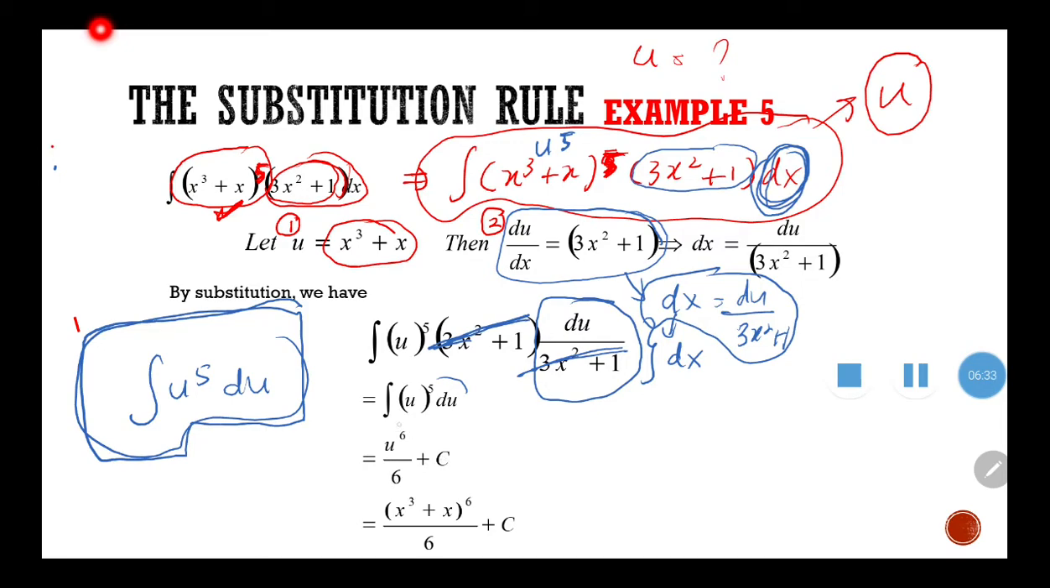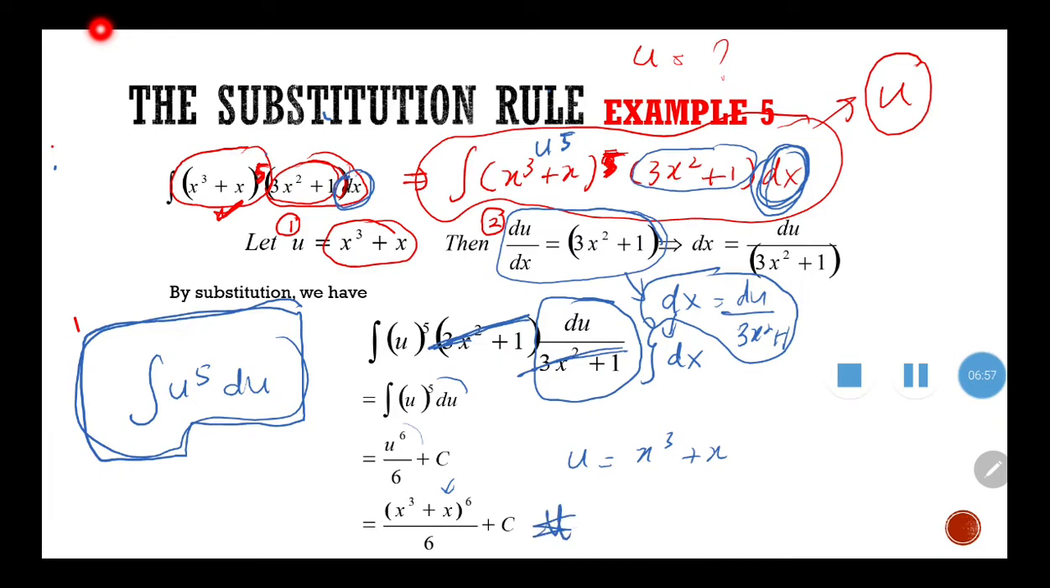Tapi janganlah biarkan dalam bentuk u because the question is in terms of dx. Maknanya variable x. So change back u in terms of x. Tadi kita let u equals to x cube plus x, kan? So replace back u ni with x cube plus x power of 6 over 6 plus c. So this is our final answer.